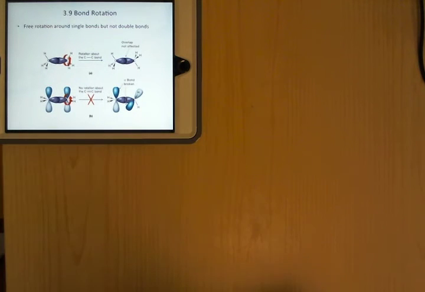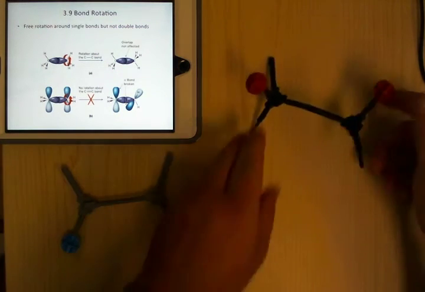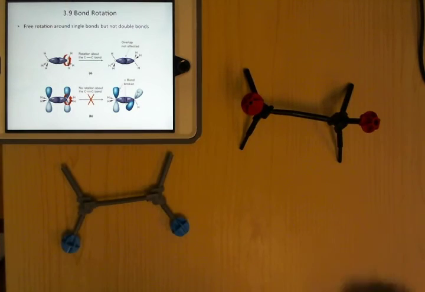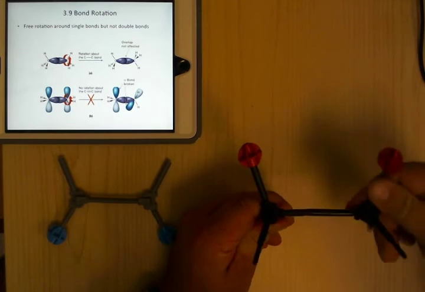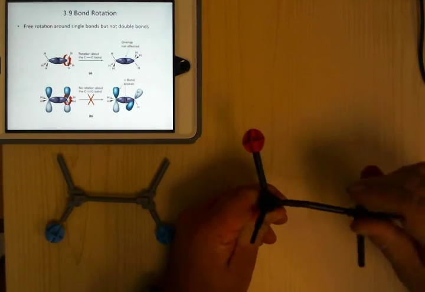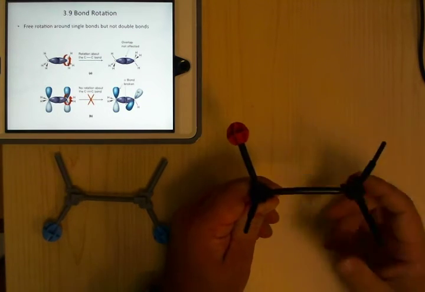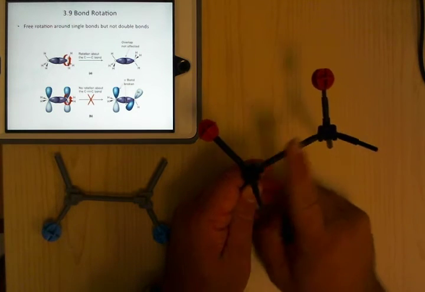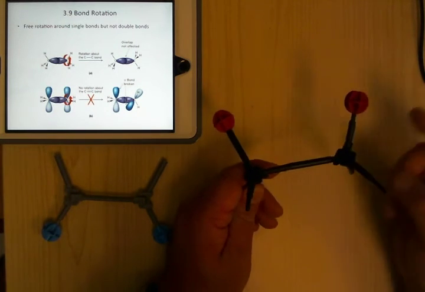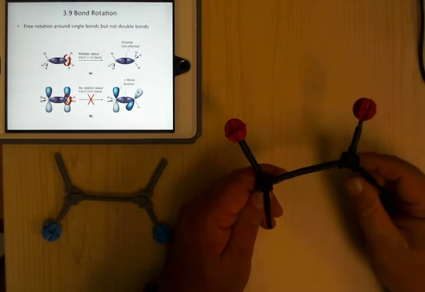One thing that does happen is free rotation, and you can take a look at this in your model set. If you have your model set and just a carbon-carbon single bond, within the model set you can get free rotation around there. It's not a big deal, because all you're dealing with is that sigma bond. If you only have a sigma bond, you can get this free rotation. If you just have a single bond, free rotation, no problem.